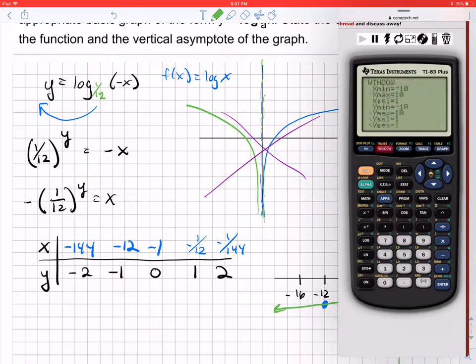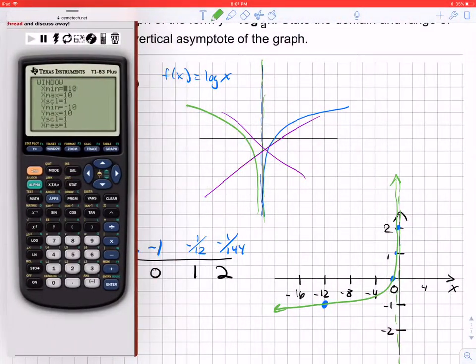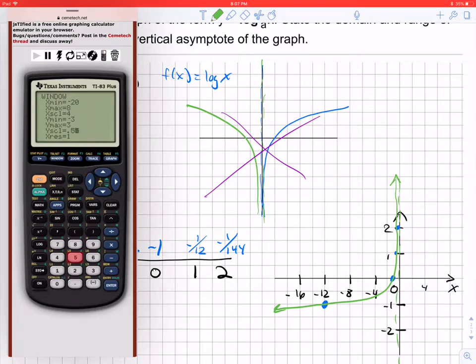Okay, so now when I go to window, I want it to match my viewing window so I can compare the graphs. So my x min, I can go to negative 20. My x max, I can go up to like 8, I guess. I'm going in steps of 4. My y minimum, I'm going to go down to negative 3. I want to go up to 3, and I'm going to go in steps of 0.5. Or we can go in steps of 1, but either way, it'll be the same as what we have.